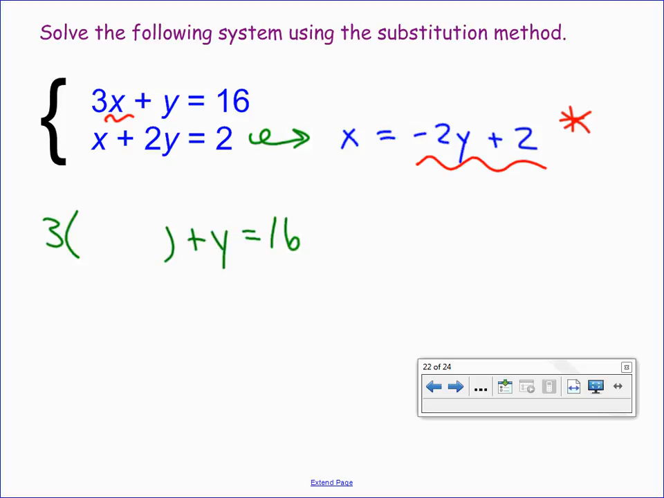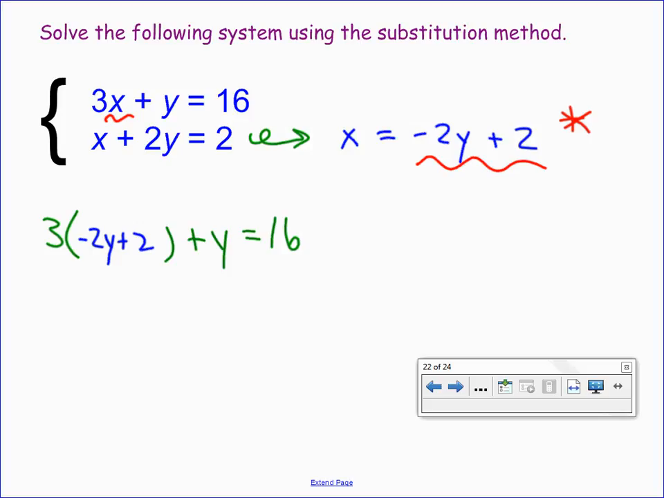Except everywhere I see an x, I'm not going to put x, right? What am I going to put? Dylan? What does x equal? Oh, x equals negative 2y plus 2. Absolutely right. I'm going to replace my x with the negative 2y plus 2. And now I've got, check it, a single equation, single variable we can solve. Watch your signs, you guys.